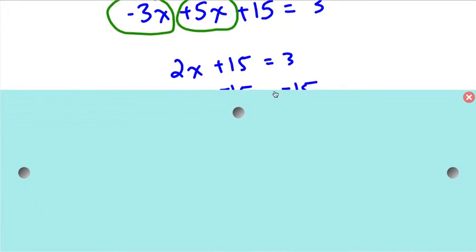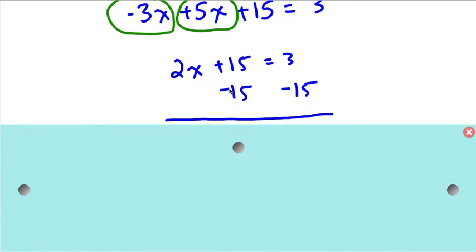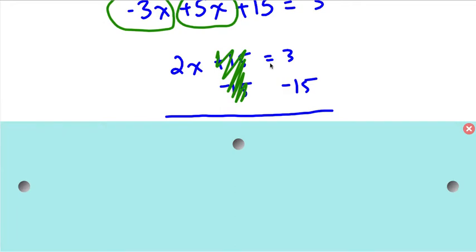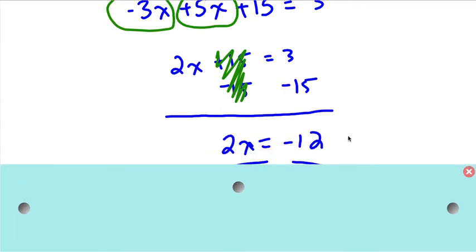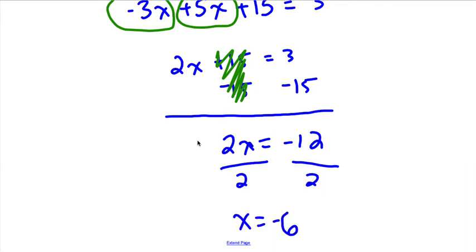So we need to move this 15, so it's a positive 15, so we'll do the opposite and subtract 15. 15 minus 15 is 0. Those are gone. 3 minus 15 gives you a negative 12. And then our last step is to divide by 2. 2 divided by 2 is 1. Negative 12 divided by 2 is negative 6. So again, that's just your x coordinate.